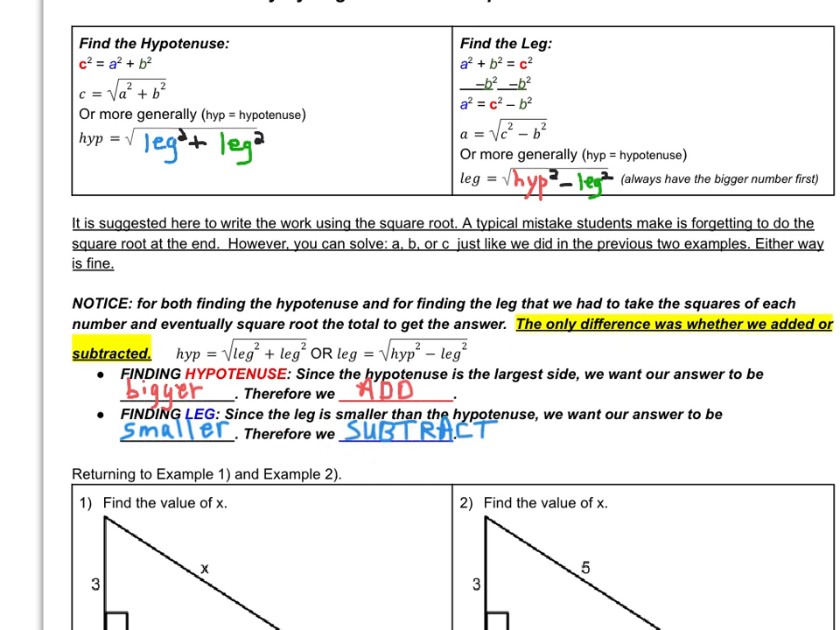Subtract. So very simply, whatever numbers you know, you're going to square them, right? Whether hypotenuse or leg or leg. You're going to square each one. We're going to take the square root of the whole answer. The only thing you have to decide is whether you're going to add them first or subtract them first. If you're trying to find the hypotenuse, you want it to be bigger, the largest side, so you need to add. If we're trying to find the leg, since the leg has to be a smaller answer than the hypotenuse, we're going to subtract. That's it. That's all we have to do.